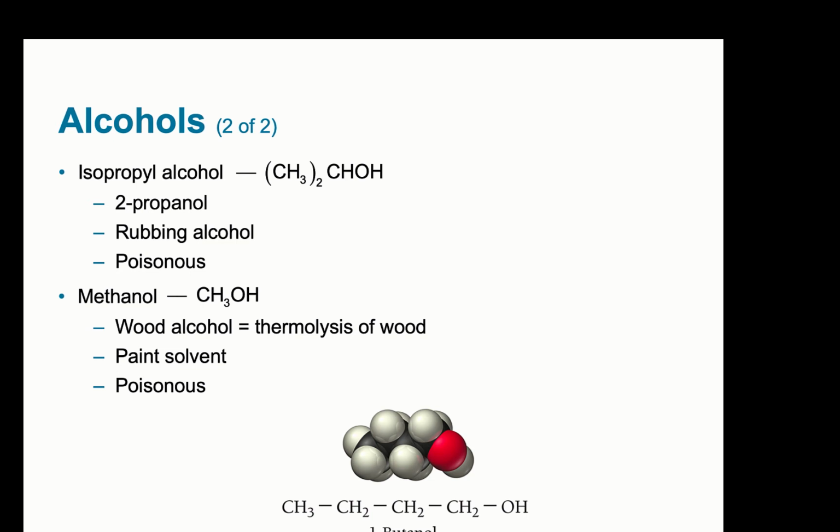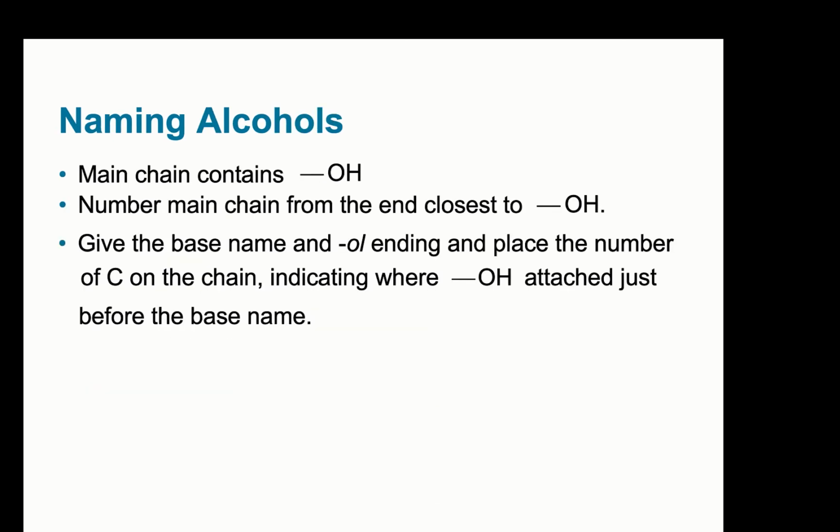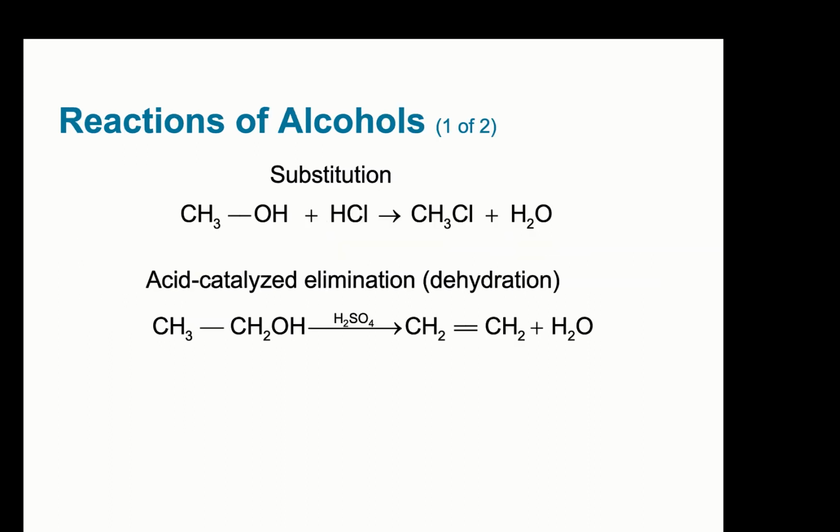Methanol is wood alcohol. You can get it by pyrolysis, thermolysis of wood. It produces methanol, but also produces other things as well. And yeah, methanol is very, very toxic. Okay, but two other common types of alcohols. And how do you name them? The main chain contains the OH, the chain closest to the end of the OH, and you give the ol at the end.